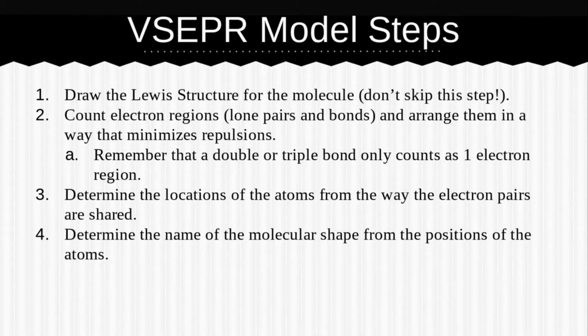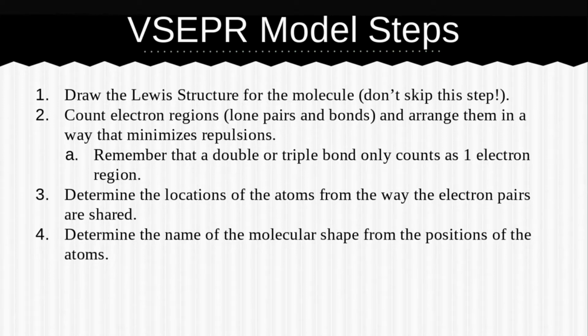So when you're counting up the electron regions, a double or a triple bond only counts as one electron region. A single bond counts as one electron region, and one lone pair counts as one electron region. We can figure out where those atoms are going to be from the way that the electron pairs are shared and distributed so that they're as far apart as possible.